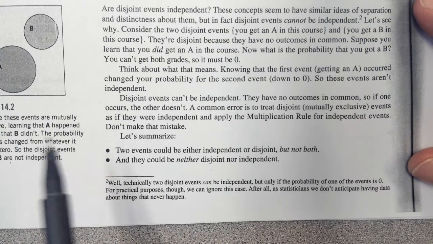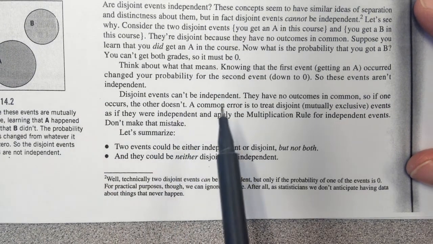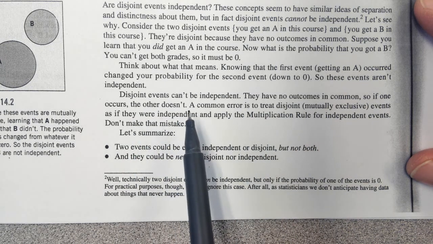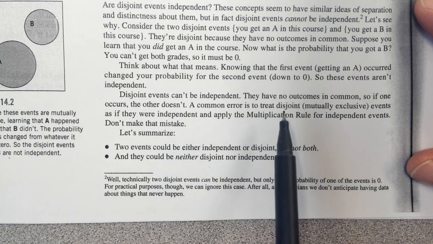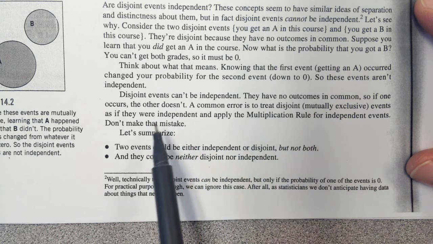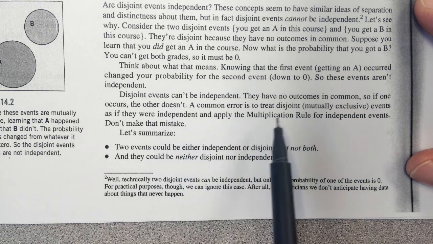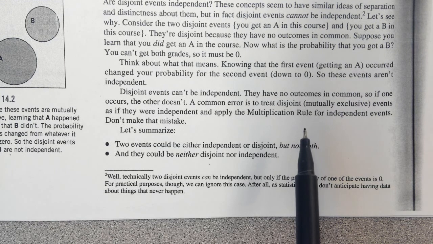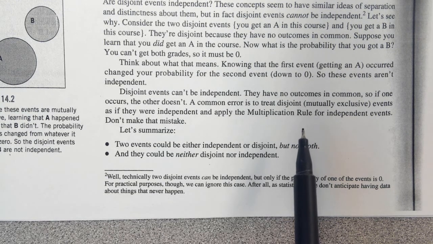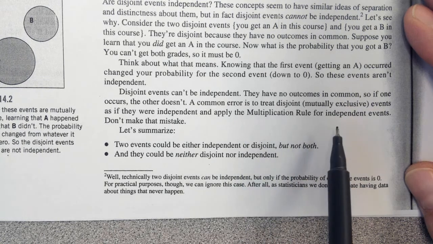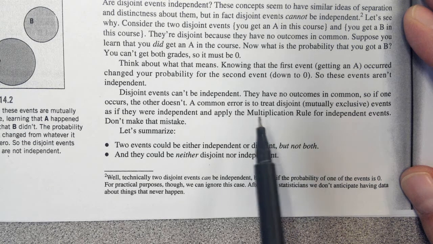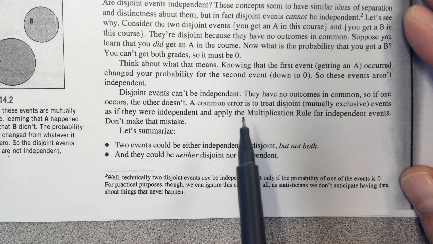Back to where we left off here, disjoint events can't be independent. They have no outcomes in common, so if one occurs, the other one can't. A common error is to treat disjoint or mutually exclusive events as if they were independent and apply the multiplication rule for independent events. And we don't want to make that mistake. Now, the multiplication rule that we learned back in chapter 13 hinges on independent events. So we've got to be careful about knowing whether the events are independent before we apply it.